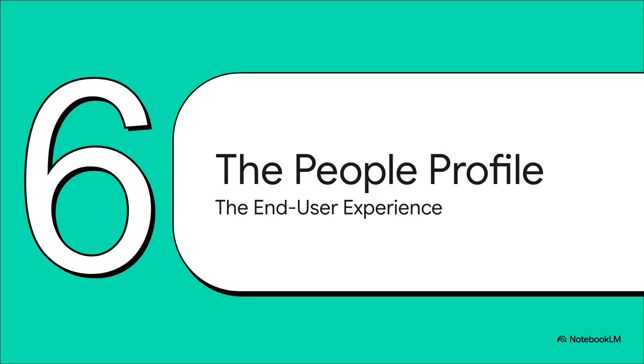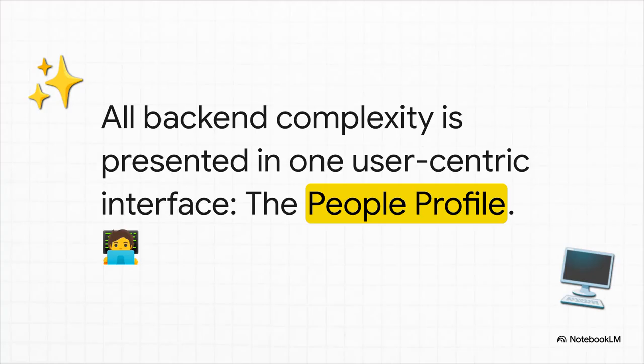Okay, so after all of that, all this complex back-end stuff, the models, the objects, the rules, what's the point? What does the regular employee or manager actually see? Well, it all comes together in one single, really user-friendly spot. It's called the People Profile. This is the front door. This is where employees and managers actually go to see and interact with all this data.